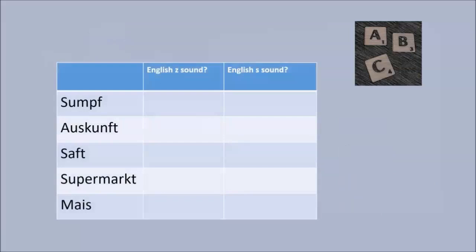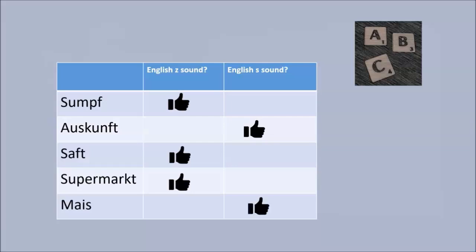So is this an English Z sound or an English S sound? If you got it, here are the answers. Sumpf, Auskunft, Saft, Supermarkt, Mais.